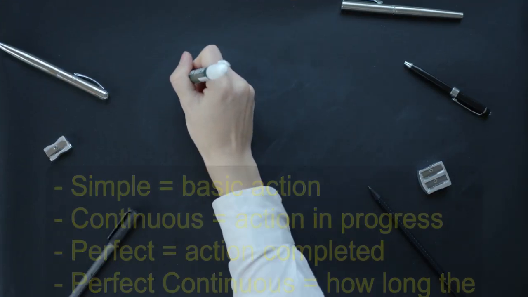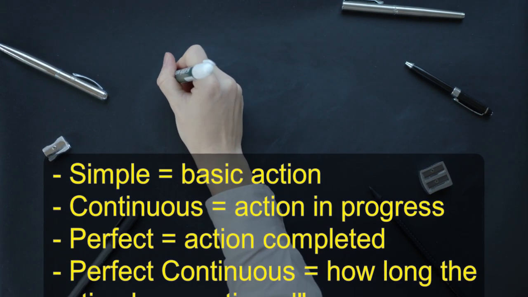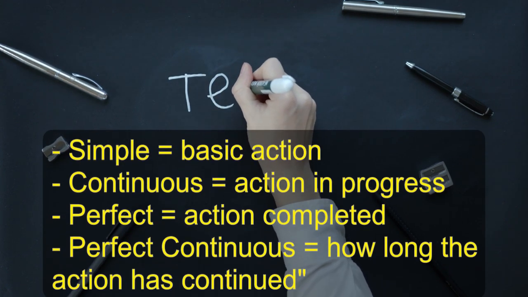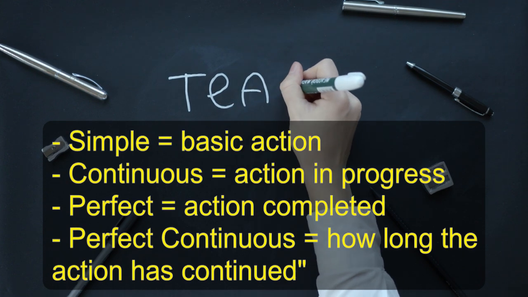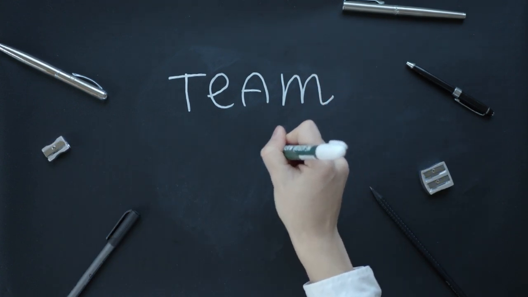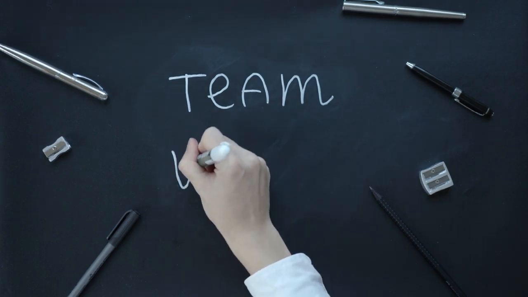And let's review. Simple, basic action. Continuous, action in progress. Perfect, action completed. Perfect continuous, how long the action has continued. I hope this helps you understand English tenses better.